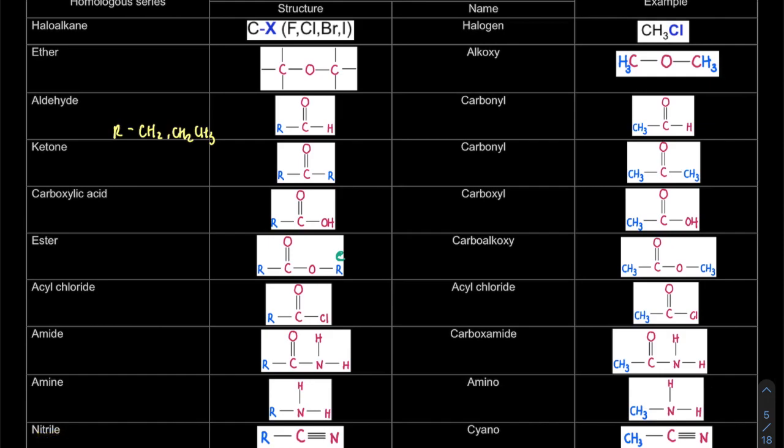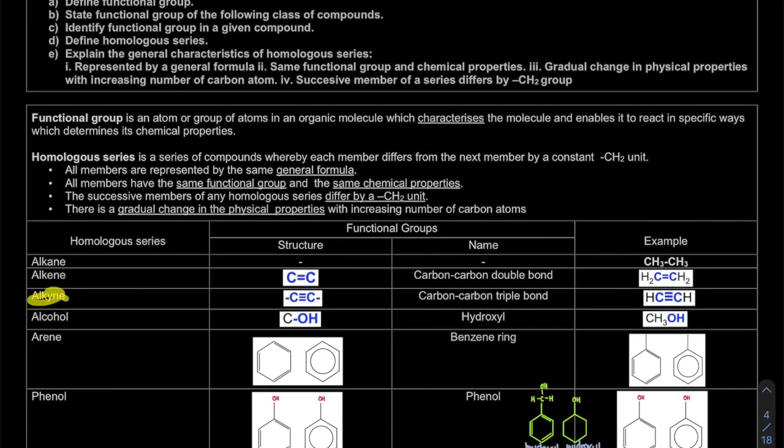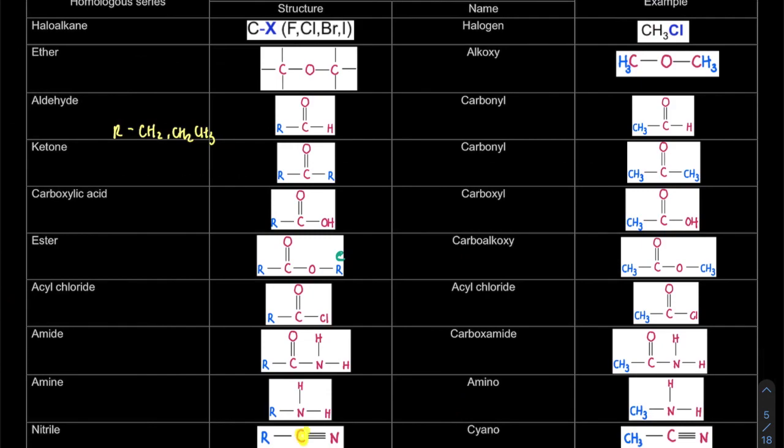And the last one is nitrile. Nitrile is where the carbon has a triple bond with nitrogen. For the case of alkyne, the carbon is triple bonded to another carbon. For the nitrile, the carbon is triple bonded to the nitrogen, and the carbon must be bonded to another carbon as well. But then the functional group is cyano.